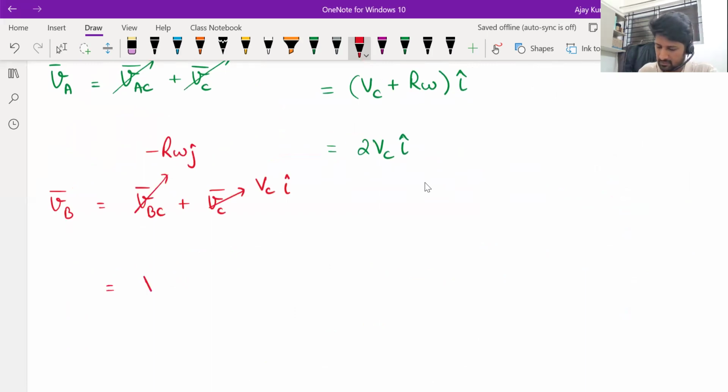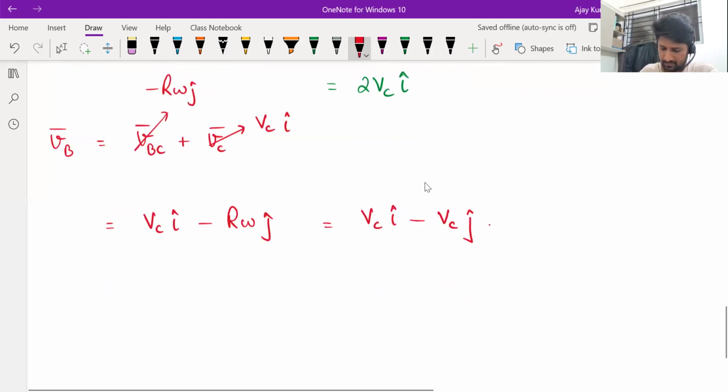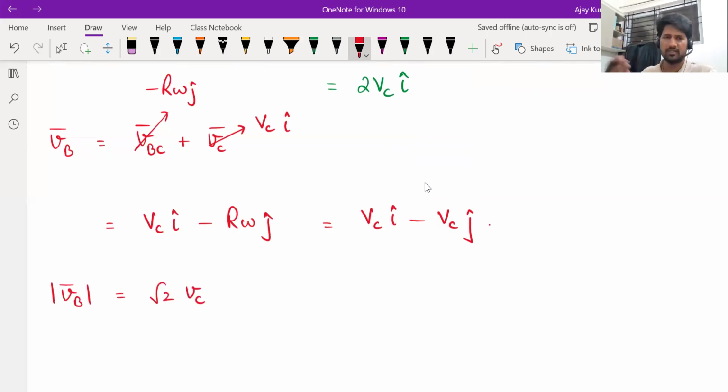So effectively it becomes Vc I cap minus r omega j cap. Now r omega is same as Vc because the object is in pure rolling. So Vc I cap minus Vc j cap. If you want its magnitude, it will be root 2 times Vc. Root of x component squared plus y component squared, you will get it like this.